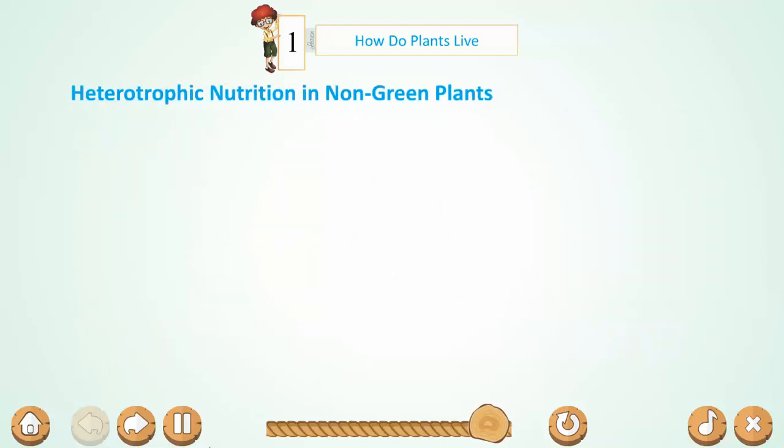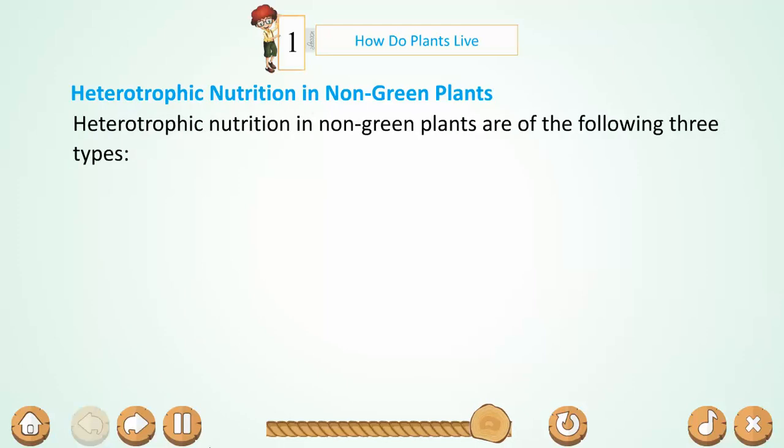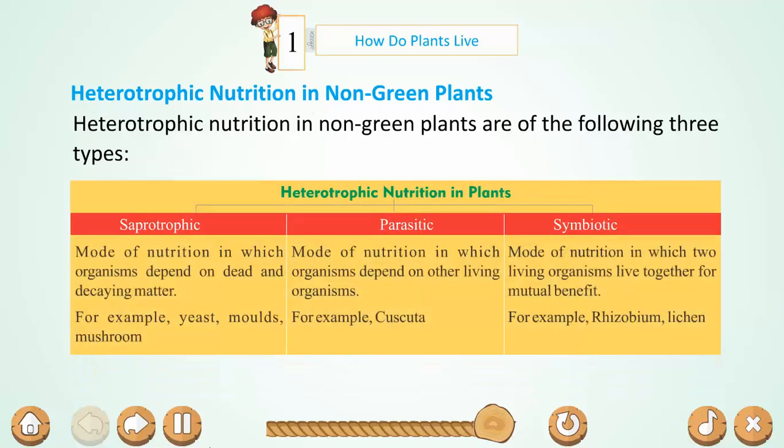Heterotrophic nutrition in non-green plants. Heterotrophic nutrition in non-green plants is of the following three types. Saprotrophic: mode of nutrition in which organisms depend on dead and decaying matter. For example, yeast, mold, mushroom.